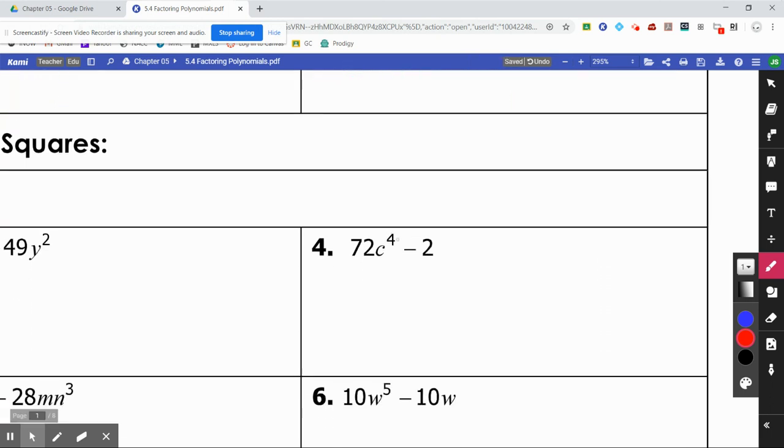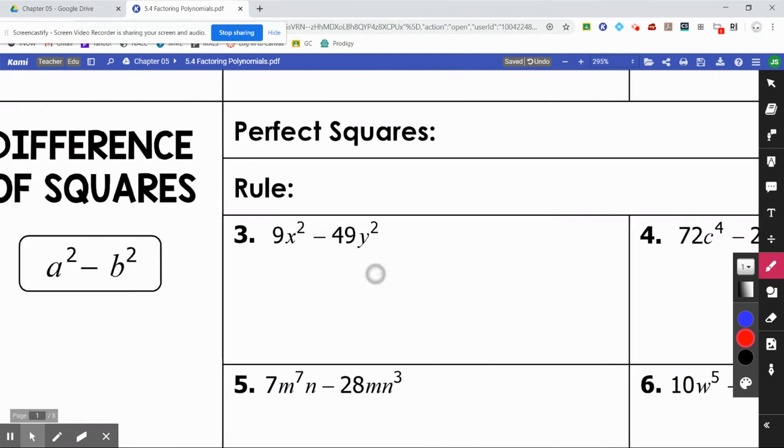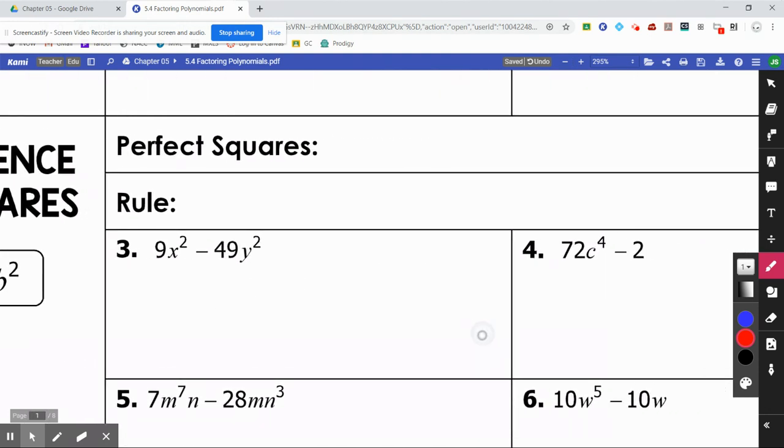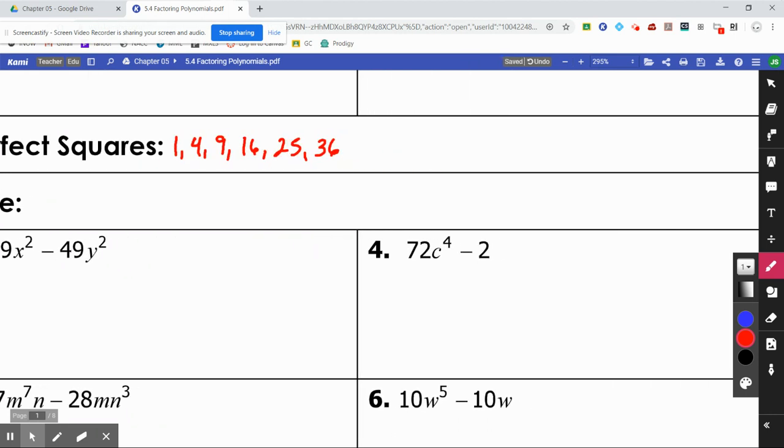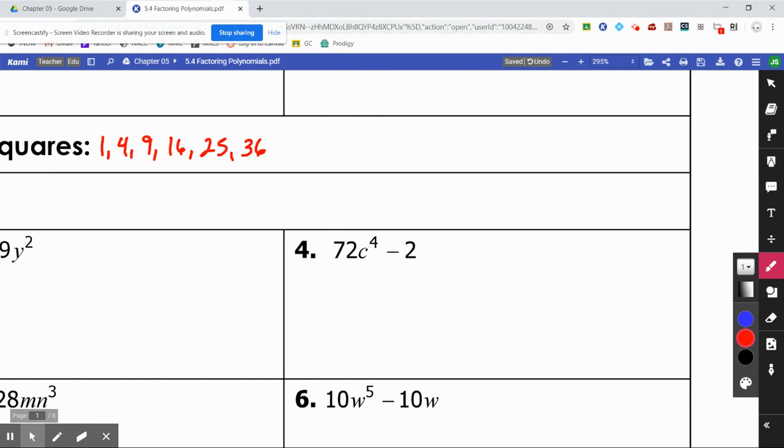Okay, next up, perfect squares. Let me remind you what we mean by perfect squares. Your perfect squares are 1 to the 2nd power, 2 to the 2nd power, 3 to the 2nd. So all those numbers, 16, 25, 36, 49, 64, 81, 100, 121, 144. Let's see, 13 times 13 is 169. 14 times 14, 196. 225 would be 15 times 15, and those go on forever.